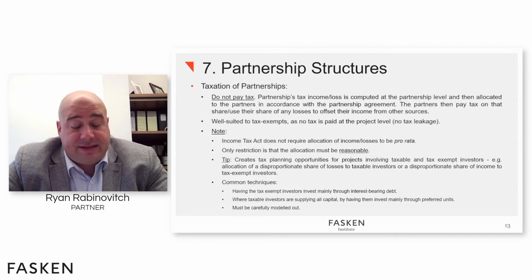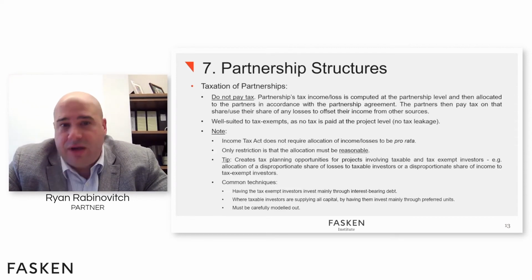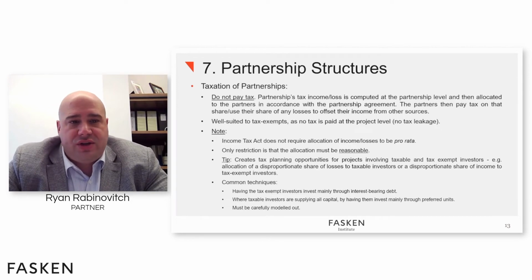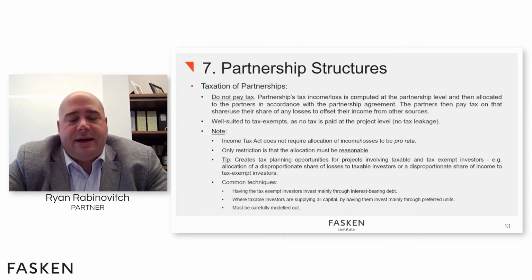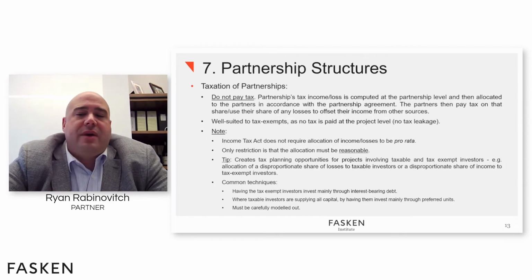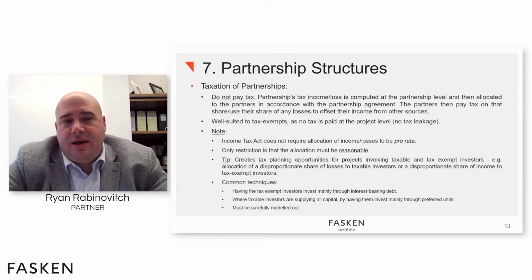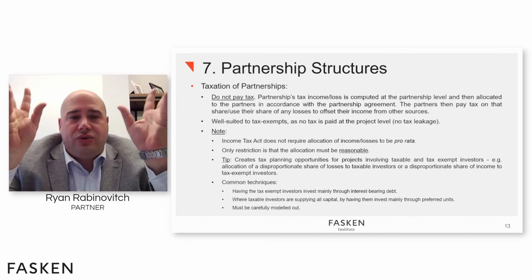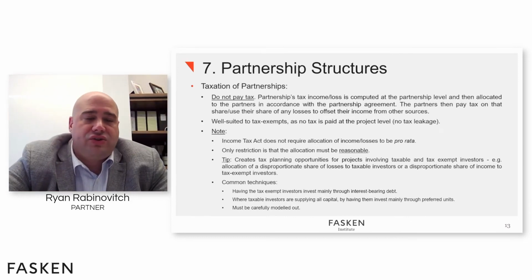So the next type of structure, which I would say is the most common, though we do see joint venture structures, is partnership structures. The important thing to bear in mind, and that explains a lot of the reason we see them here, is that partnerships are what we call flow-through or transparent in Canada. And that means they don't pay tax. They compute their income or their losses, and then they allocate those income and losses to the partners.